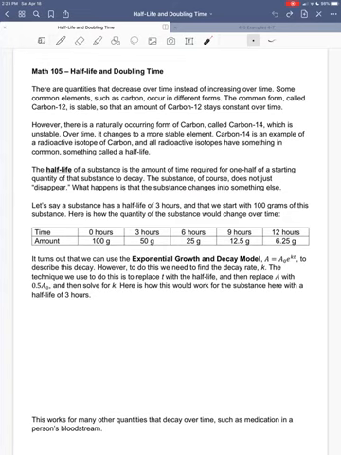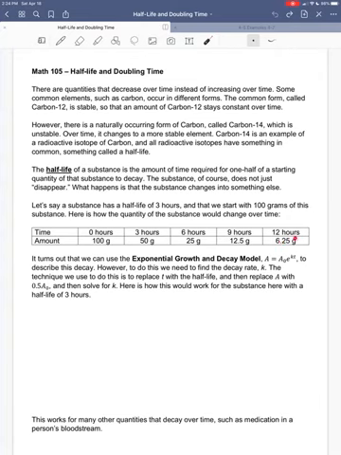Let's say a substance has a half-life of 3 hours, and we start with 100 grams of this substance. Here's how the quantity would change over time. At the beginning, we have 100 grams. After 3 hours, that's one half-life, we'd have only 50 grams, half of 100. After another 3 hours, the 50 would change to 25. I'd take half of that. After another 3 hours, I get another half, so I'm down to 12.5 grams. And after another 3 hours, I'm down to 6.25 grams. So after 12 total hours, that's 1, 2, 3, 4 half-lives, I'm down to 6.25 grams.